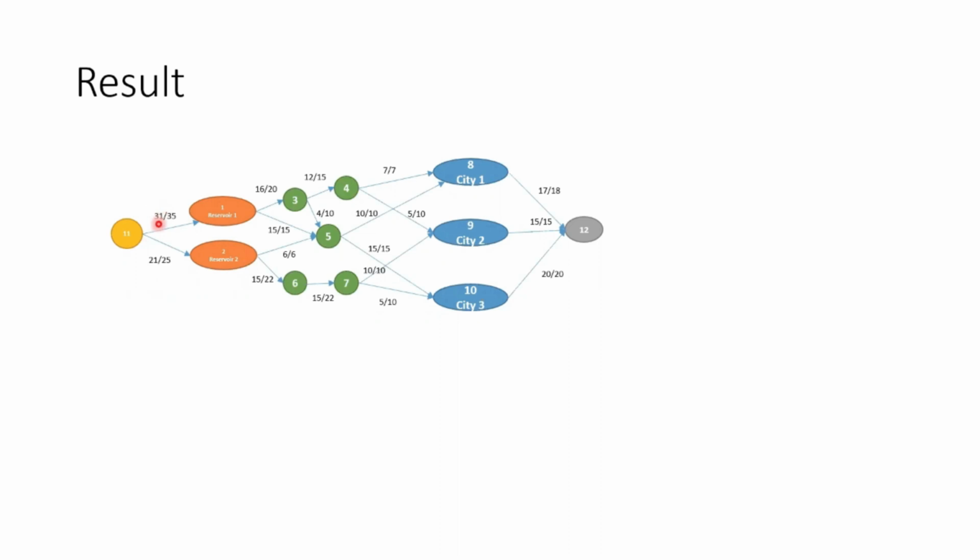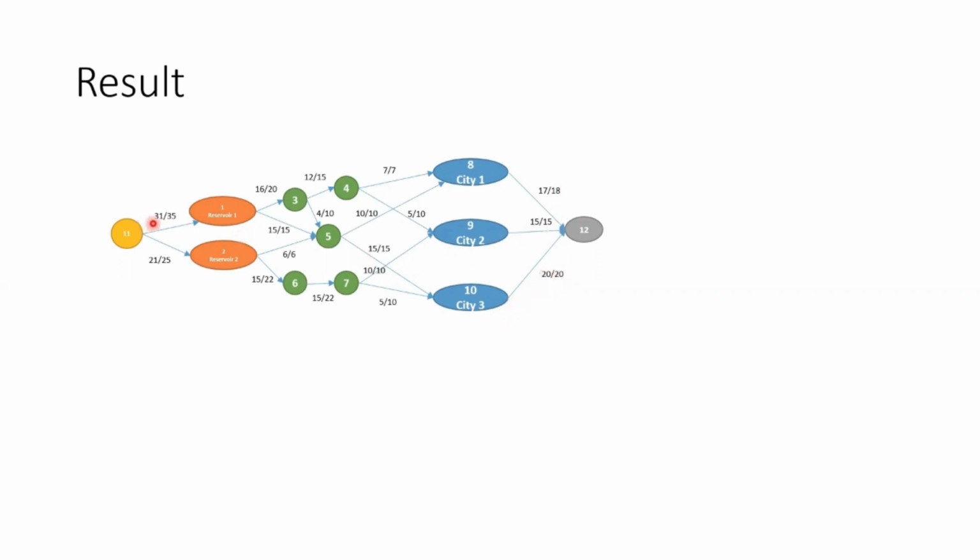So it suggests the volume out of the total capacity in the node. Reservoir 1 had the capacity of 35 and reservoir 2 had 25. The arc between reservoir 1 and node 3 had the capacity of 25. Similarly, 15 was the capacity for the pipeline between node 3 and 4. And then the requirement at city 1 was 18, in city 2 it was 15, and city 3 it was 20.